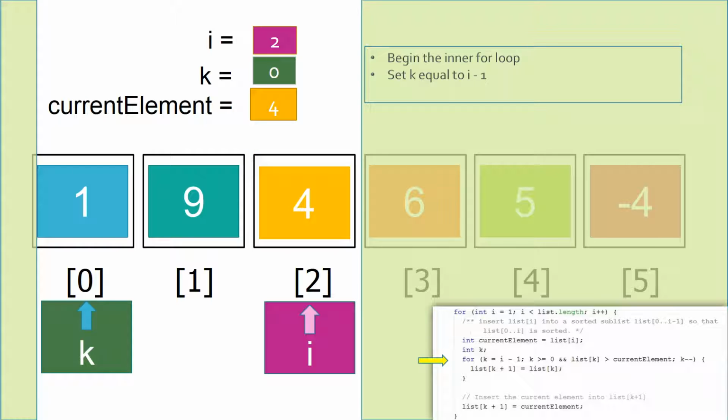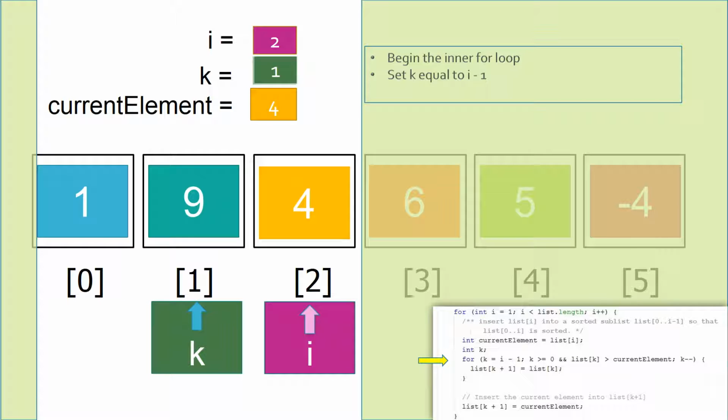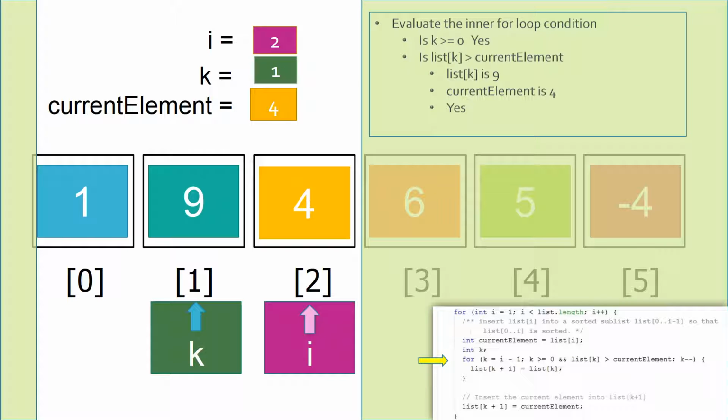Then we're going to begin our inner loop setup, and we want to set k equal to I minus 1. So k is following along behind I. Evaluate that inner loop condition. Is k greater than or equal to 0? Yes, it is. Is the item at our list position k greater than our current element? Our list position k is 9 and our current element is 4, so yes. So we're going to execute our inner for loop.